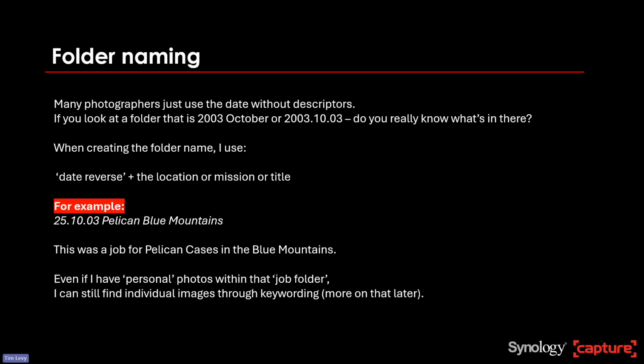So folder naming, that's that date reverse system that works. For example, there's Pelican Blue Mountains. In 10 years' time it will be like Pelican Blue, I know what that job is. Now, in that shoot, I might have taken some personal photos of this and that, whatever. I can still search in that folder and in the whole archive, so I don't have to get the personal photographs and break them into something else. And I'll show you that soon.